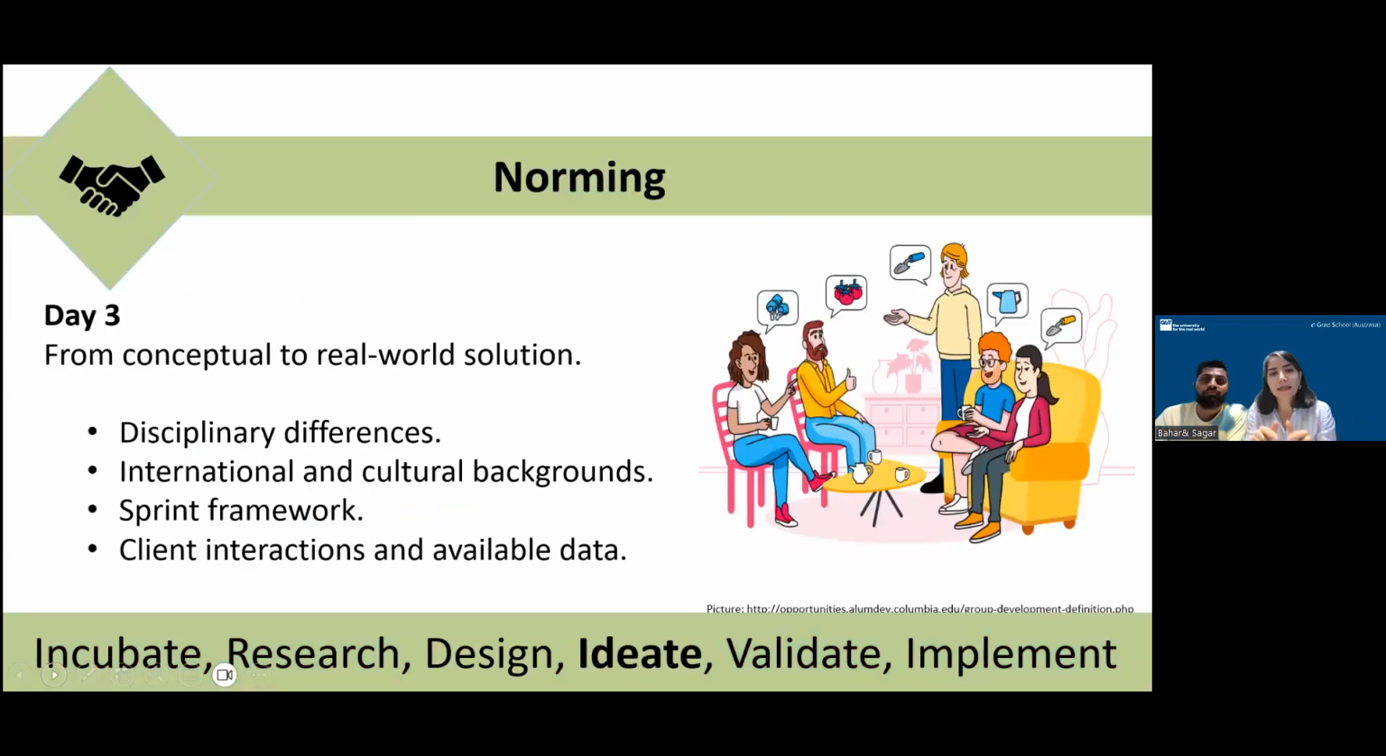Norming stage is the second stage of Tuckman's model, and it is when teams start to find a rhythm through shared, agreed, and established ideas, practices, and principles. There is also an established leadership that has been built through clarity and trust. At this point of the design sprint, we were in day 3, the ideate day.